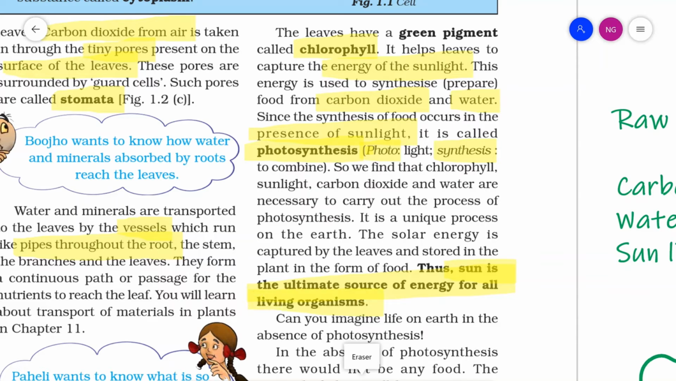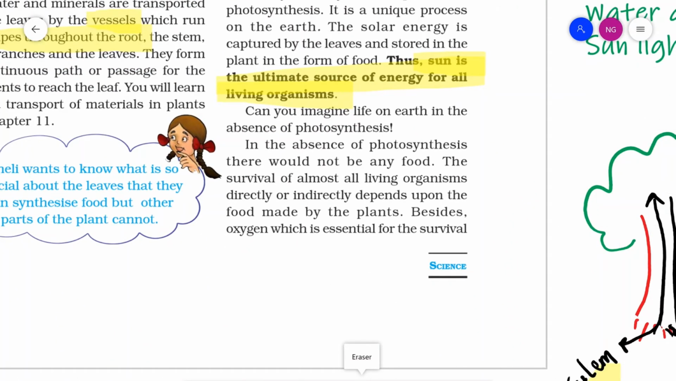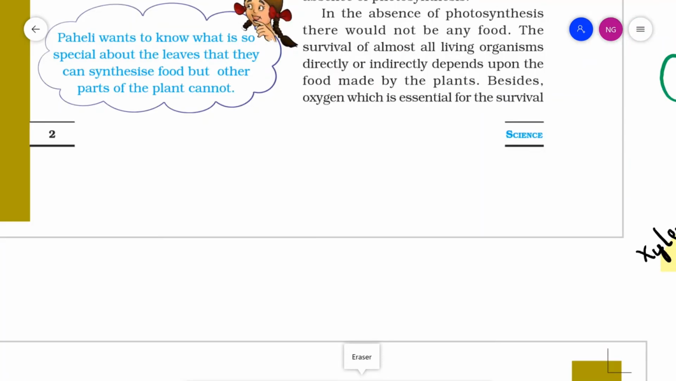Isn't it? Can you imagine life on earth in the absence of photosynthesis? Is it possible? Do you think any life can exist on earth without plants? It's highly impossible because if there is no photosynthesis, there are no plants on earth. When there are no plants on earth, no other living organism can exist because in one way or the other, all the living organisms are directly or indirectly dependent on plants. Sometimes these living organisms are dependent on food made by the plants and we are also dependent on plants for our survival itself because oxygen is produced during photosynthesis.